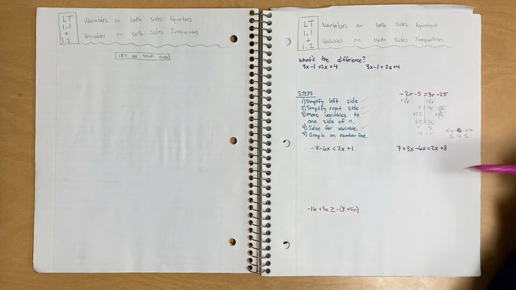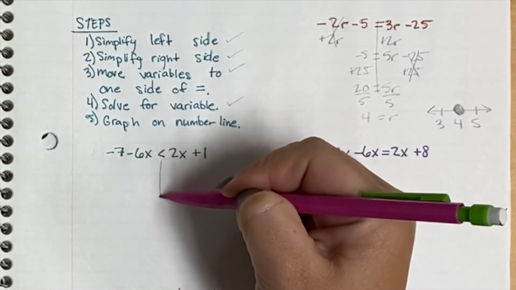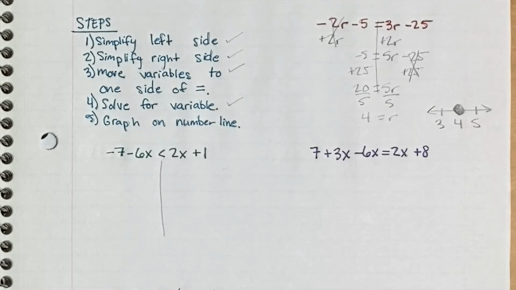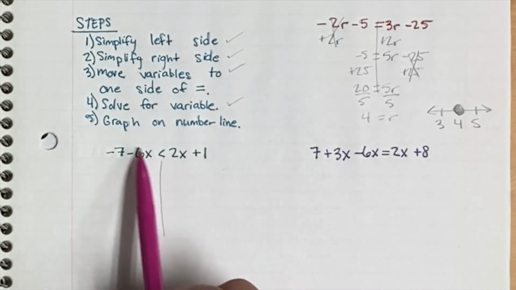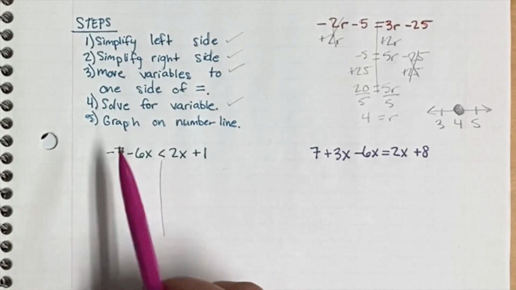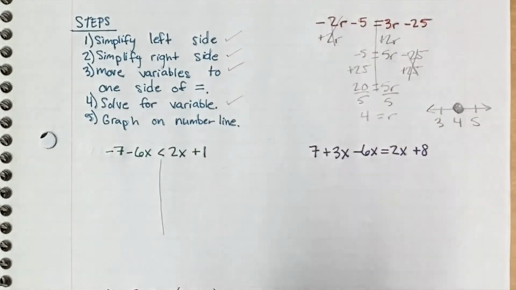Don't forget what our steps are. So we're going to look at this inequality. The first thing we're going to do is split our inequality at the inequality symbol. We're going to simplify the left side. -7 minus 6x. There are no like terms here, nothing to combine, no multiplying to do, so this is simplified. So I have step number 1, check.